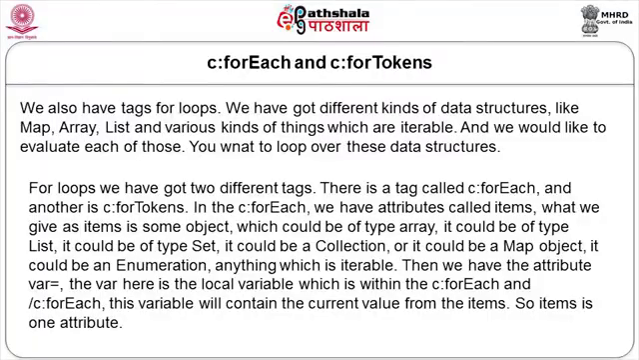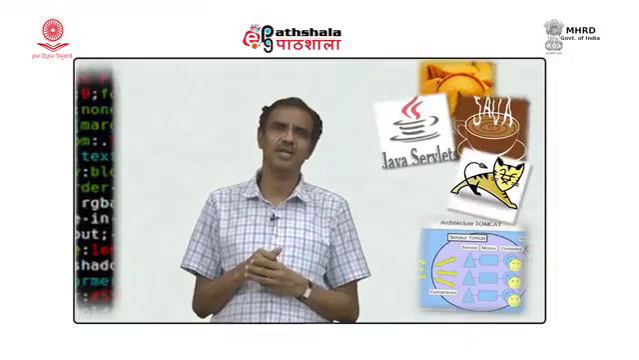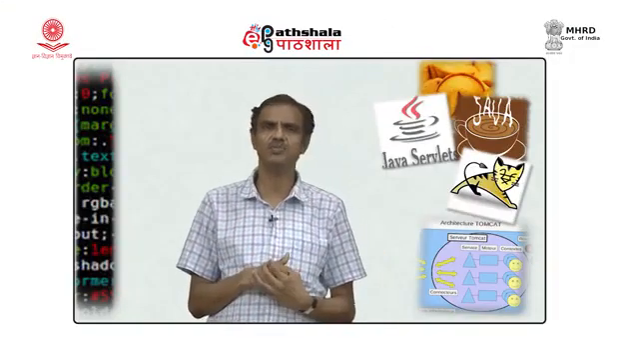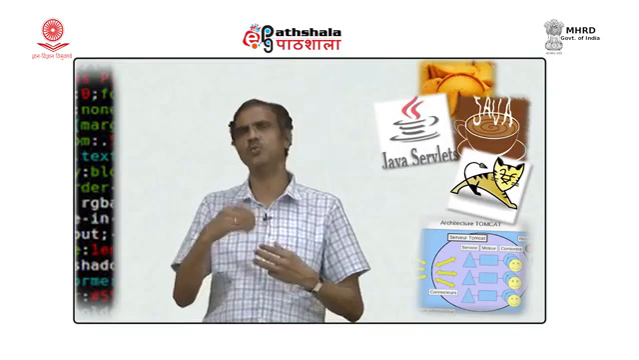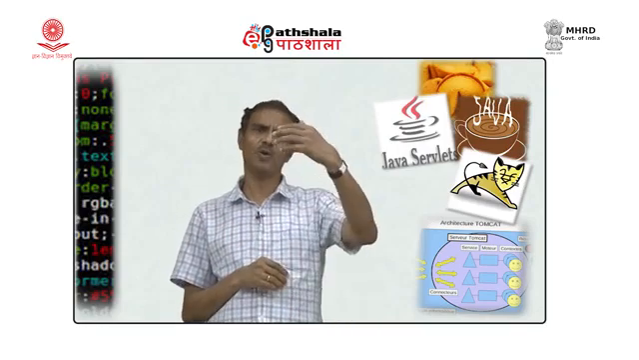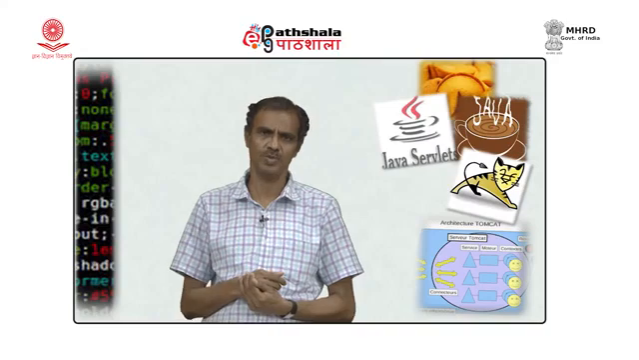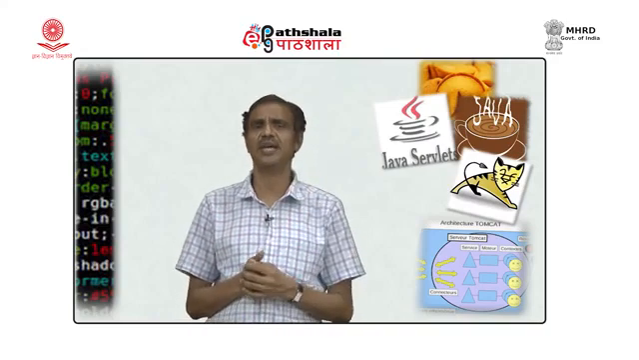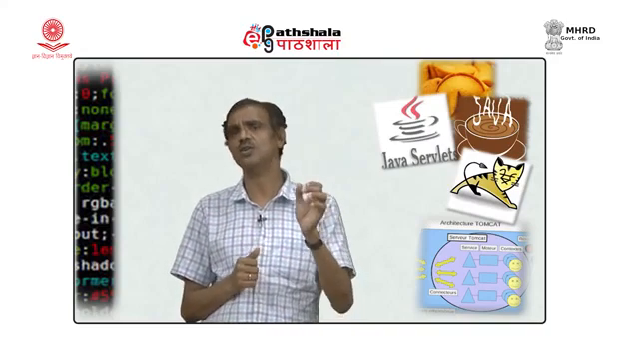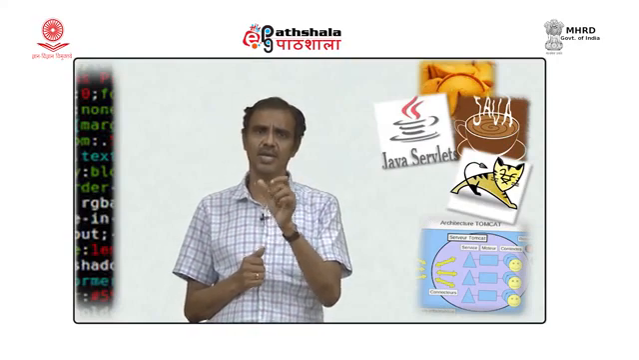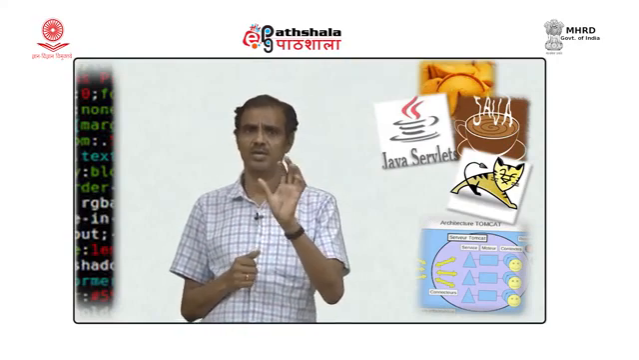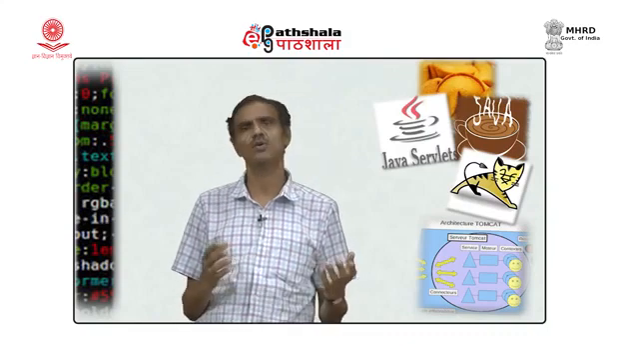These are the conditional ones, but then we also have the loops. You have a map, an array, or different kinds of things which are iterable, and you would like to evaluate each of those, looping over them. So, you have a body for which you would like to loop. For that we have two different tags: c:forEach and c:forTokens.